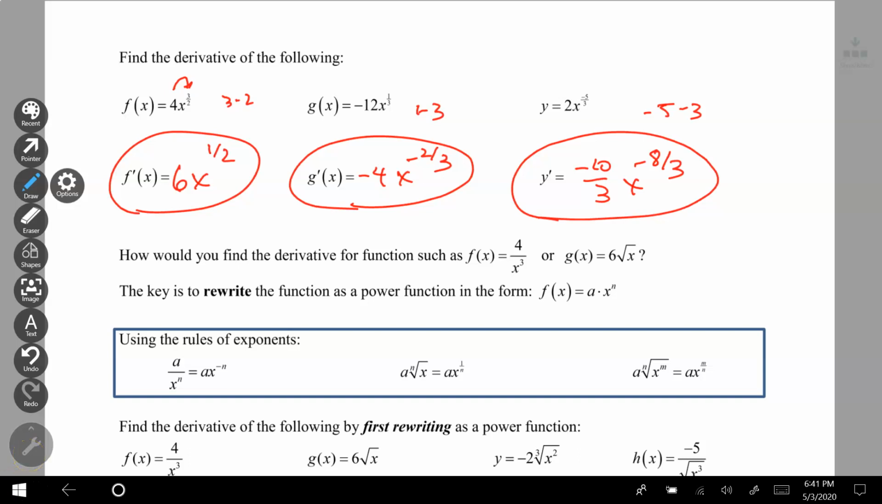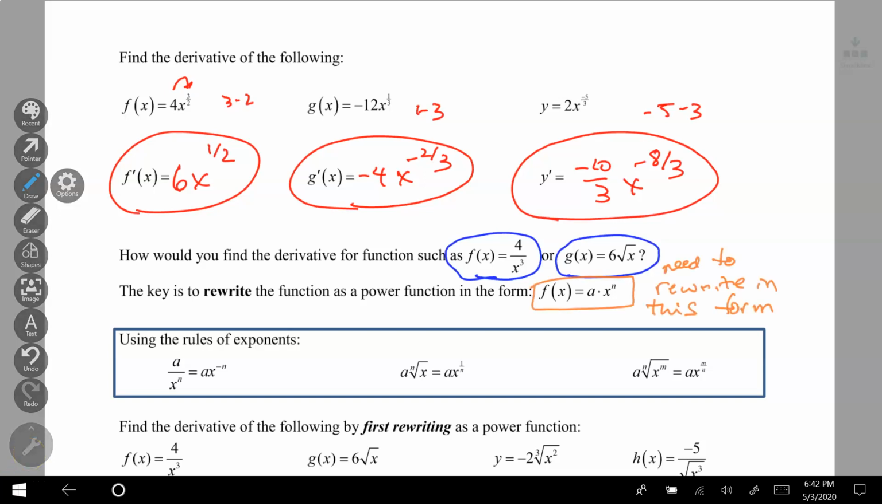Well, how about when I have things that don't look like they're in power function form, like 4 over x cubed, or 6 times the square root of x? Well, this is the key. I need to rewrite things. I can only take the derivative when I rewrite it in that power function form, a times x raised to an exponent. So when I see 4 over x cubed, I rewrite it as 4 times x to the negative 3, and so on and so forth. So we need to go over our rules of exponents and how we rewrite things as power functions.